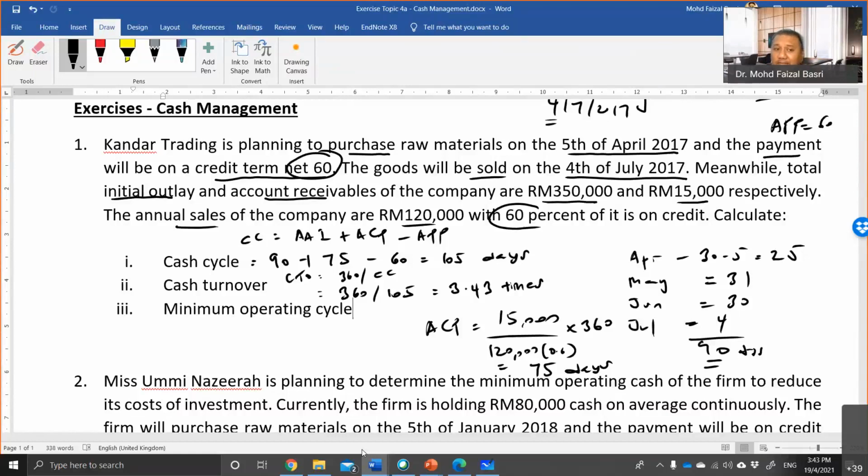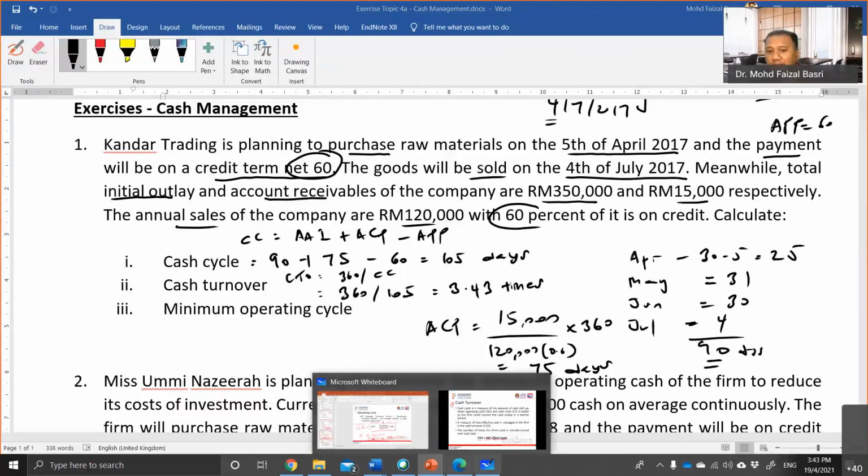Meaning in a year, the company will turn their cash 3.43 times, slightly above 3 times, so about once every 4 months. Again, a higher cash turnover is better for the company. But anyway, that's our second step, cash turnover.